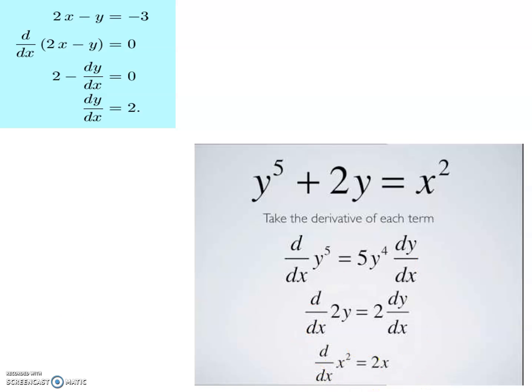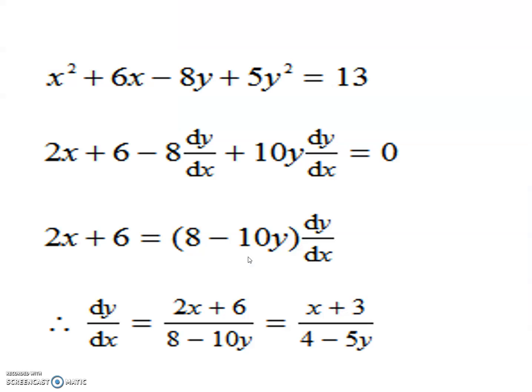Now we have to implement the derivative of x square. The derivative of x square is 2x. So that's why we have to solve, simplify and equate. We have to derive dy by dx there.